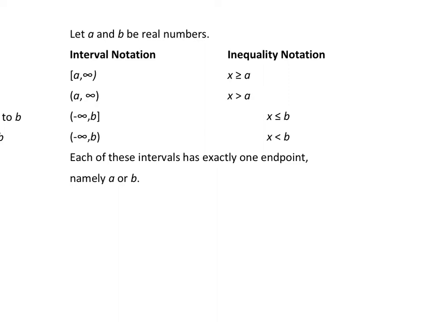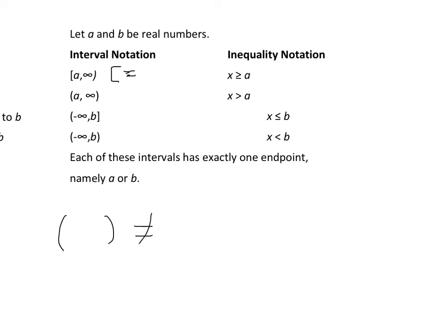Same thing here. This is mostly review, but this is interval notation and inequality notation. A and b are real numbers. Okay, now, see how it has a comma infinity? This box symbol means it equals it. The parentheses symbol means does not equal.